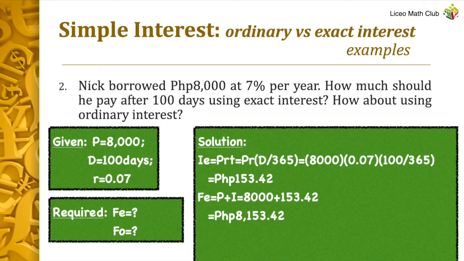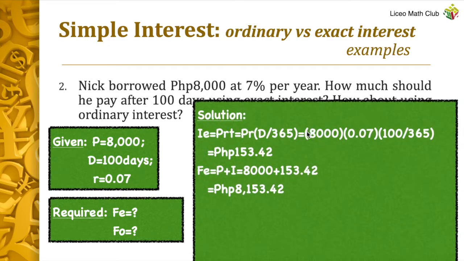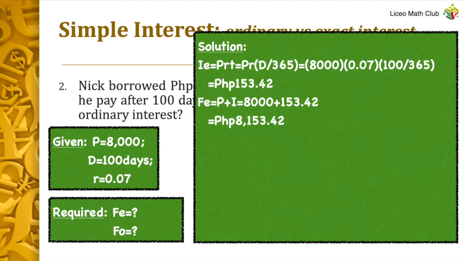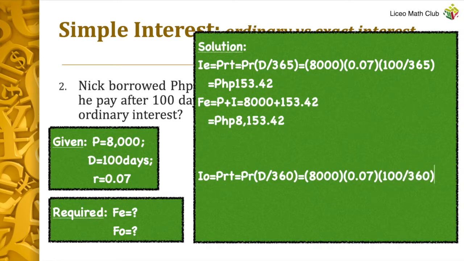Okay, so let's answer F sub O. It's not going to fit, so let's move this above. So we're going to answer now F sub O. Again, I'm going to show you that in a step-by-step manner. First, I'm going to get the interest, and then I'm going to get the future value. So interest first, I sub O. The only difference between this and this is that the denominator is 360, not 365. So substitute.